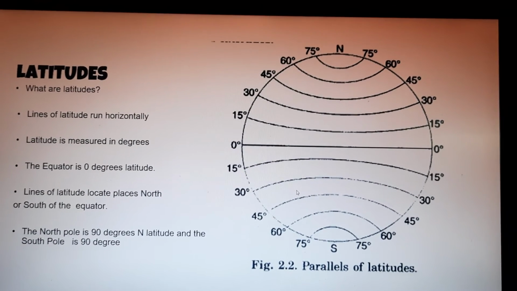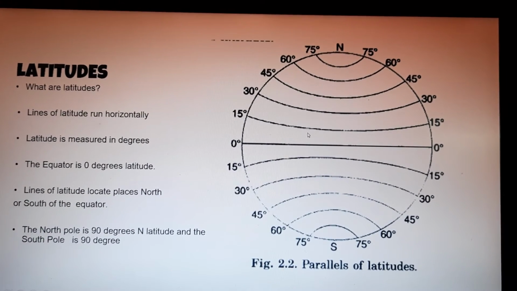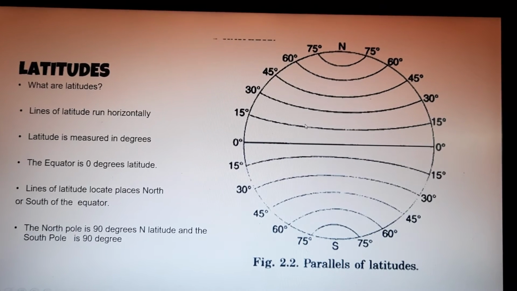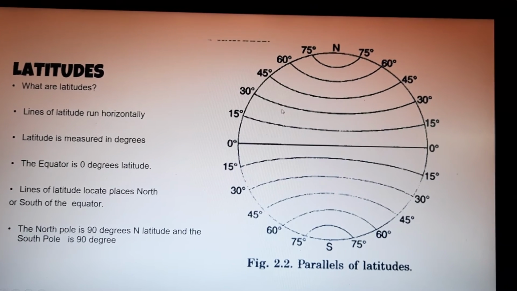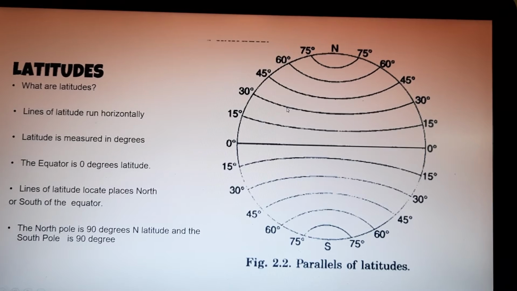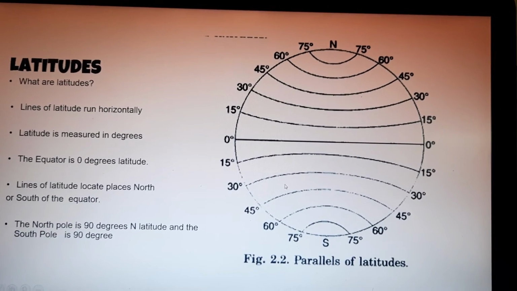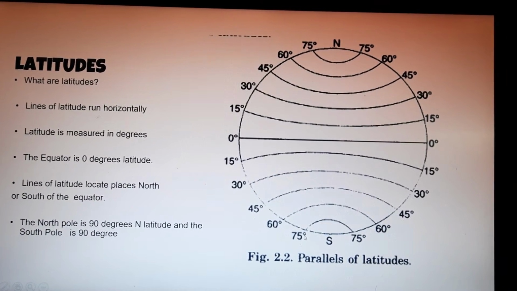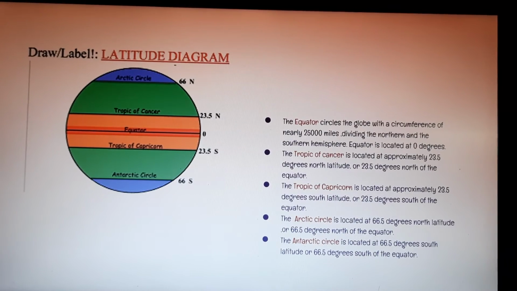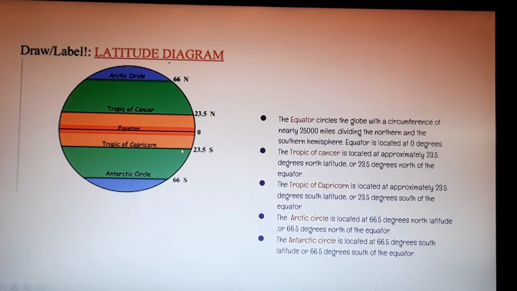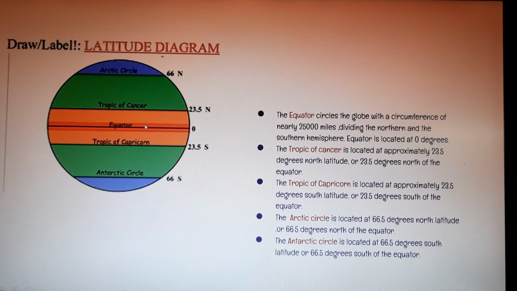So in this picture you can find all the important lines of latitudes. Okay, so above the equator you have 90 lines of latitudes, and below the equator you have 90 lines of latitudes. Next, here we will learn more about the lines of latitudes.